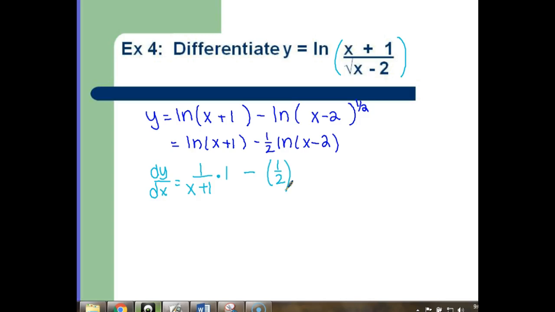All right, so you get 1/2, and then it's 1 over u times the derivative of u, which in this case again is, yep. So then this answer is really 1 over x plus 1 minus 1 over 2x minus 2.